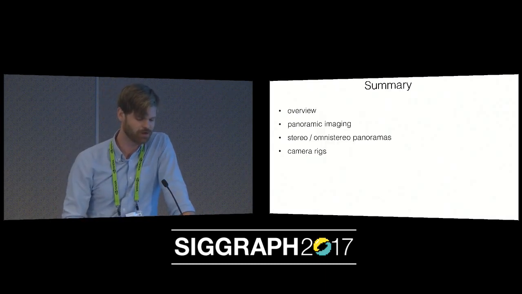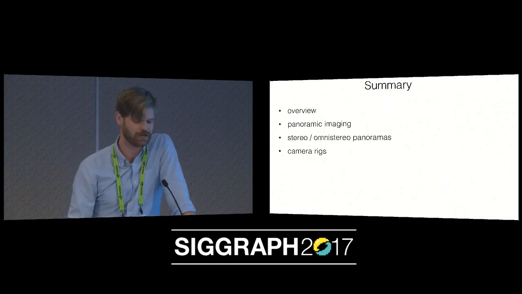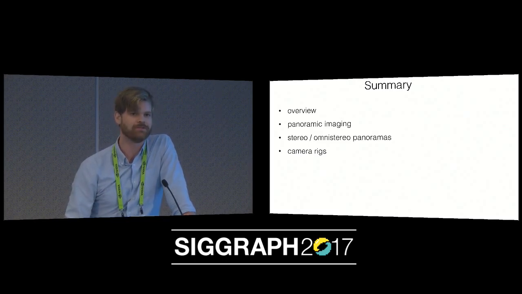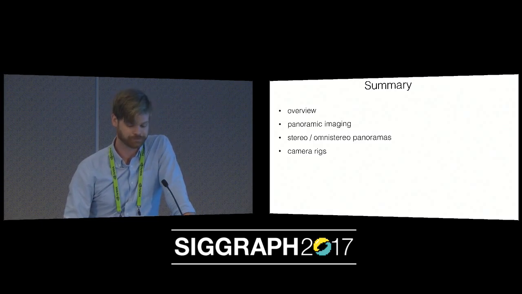So I'll give you a quick overview of omnidirectional imaging. I'll start off with panoramic imaging and how it's actually different from what we need to support for VR. And then I'll talk about stereo and omnidirectional panoramas, which is what we need for VR, and then a couple of camera rigs to actually be able to capture this sort of information.